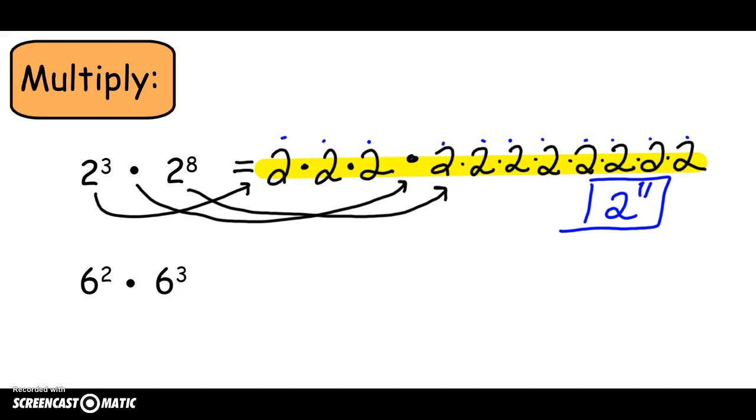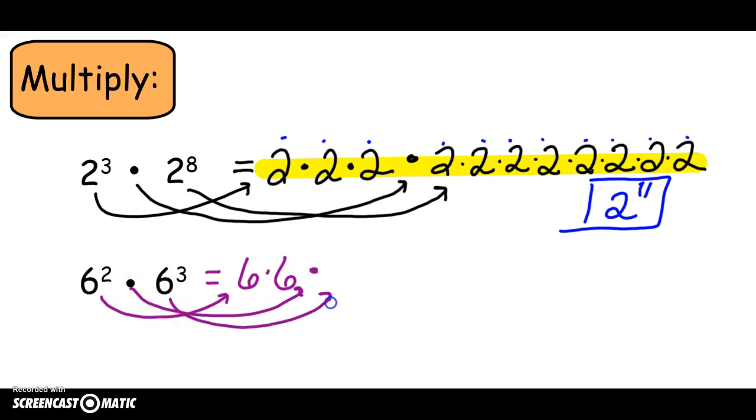Let's look at the second example. We have 6 squared, which is nothing more than 6 times 6. So we're going to rewrite 6 squared as 6 times 6. Then we're going to multiply that, since it's a product, by 6 to the third. So that's going to be 6 times 6 times 6. If we were to solve that, our base would still be 6. And I have 1, 2, 3, 4, 5 of them, so it would be 6 to the fifth.